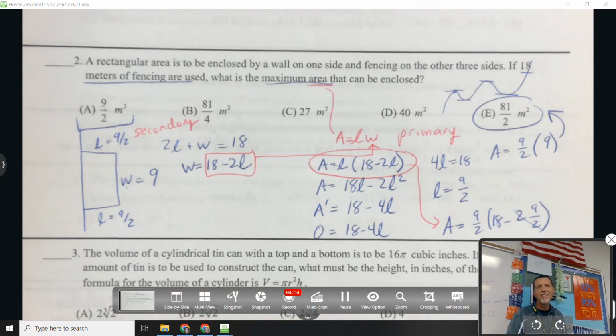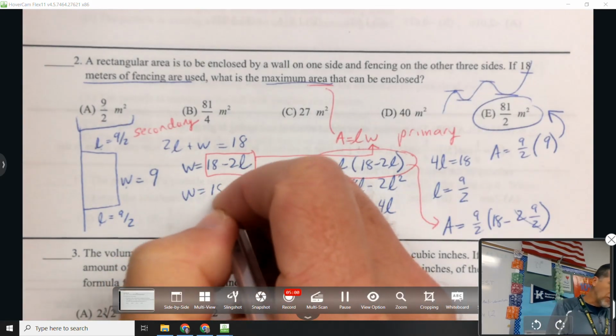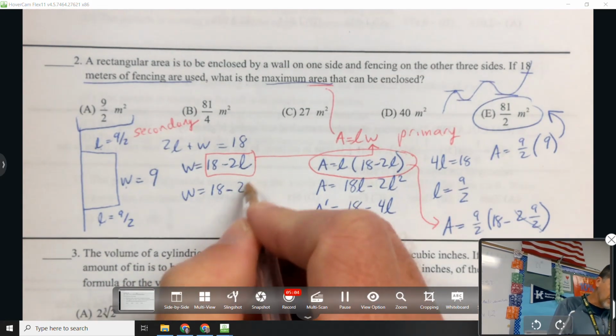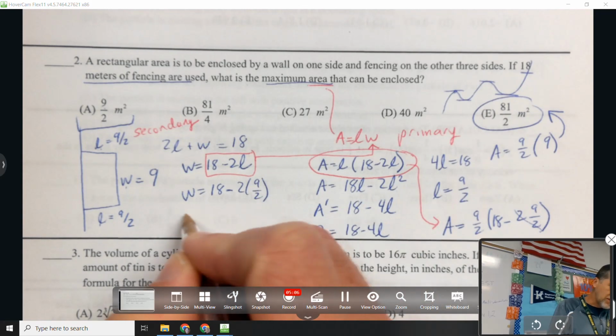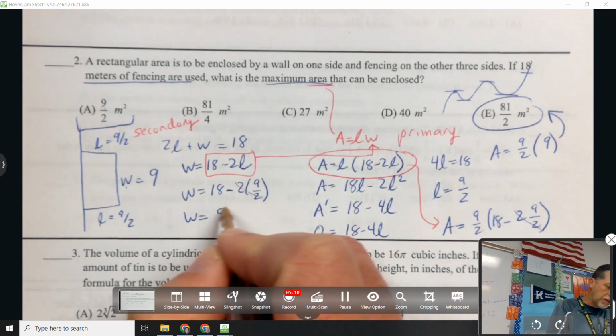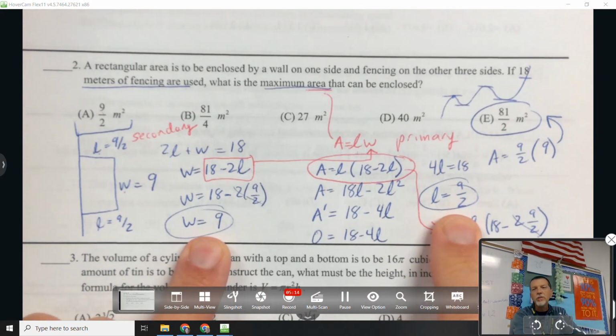Sarah? Could you plug L back into the secondary equation and find it like that? Yeah, absolutely. And in some ways that's more intuitive because if you're building this, you want to know how wide to make your fence. So 18 minus 9 is 9. So if you got W and L, you can multiply those together to get the area.